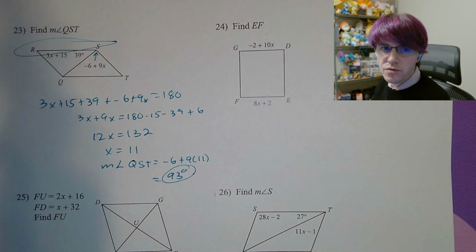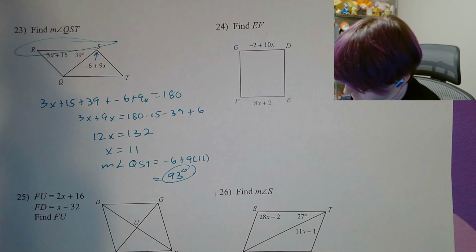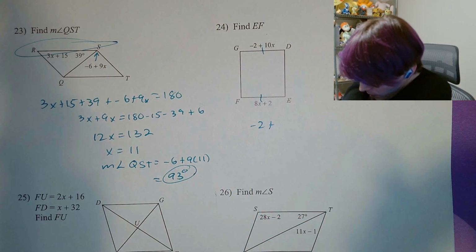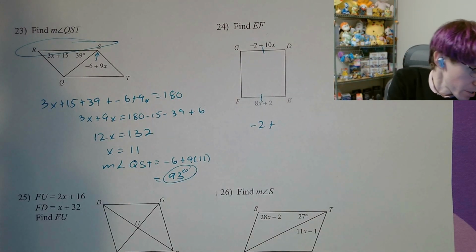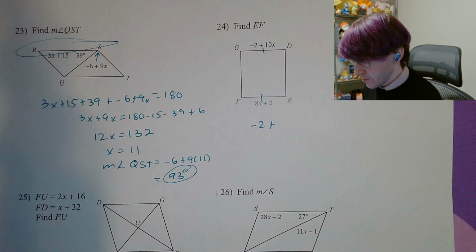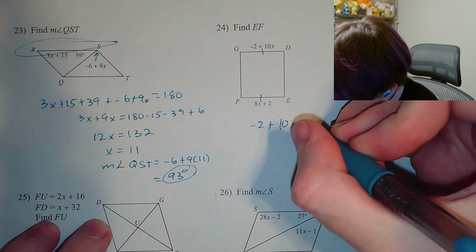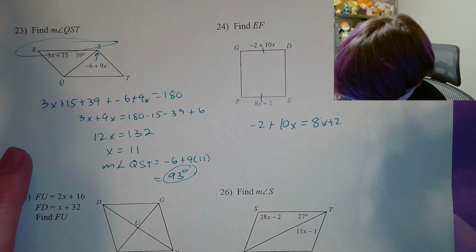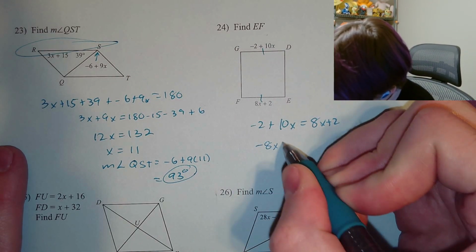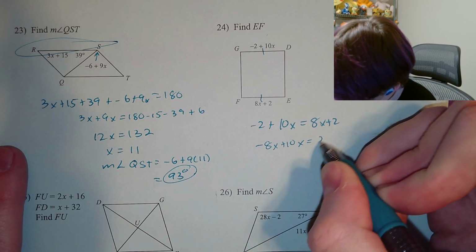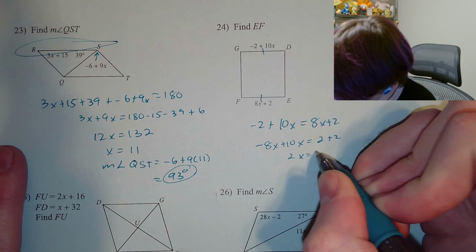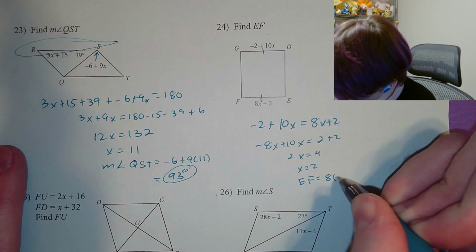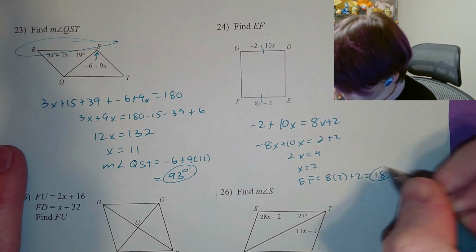Oof. Question number 24. So you're told, again, these are all parallelograms. Opposite sides of parallelograms are equal to each other. So that's what we're going to do. All right, we got negative 2 plus 10x equal to 8x plus 2, because those two sides are equal to each other. Going to go ahead and move all those x's over to that left-hand side, all the not x's to the right-hand side, 2x equal to 4, x equal to 2, finding that EF is going to be 8 times 2 plus 2, is going to give you 18.